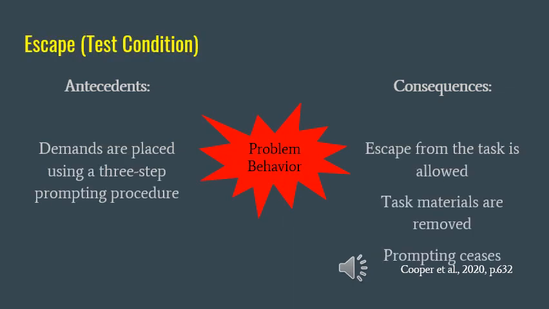During the escape test condition, antecedents include the continuous placement of demands using a three-step prompting procedure. So an example of a demand using the prompting procedure would be saying, "Trace your name," model how to trace their name, and then use hand-over-hand full physical prompting as needed. And these demands are placed continuously. If during this time a problem behavior occurs, escape from the task is allowed, task materials are removed, and the prompting ceases.